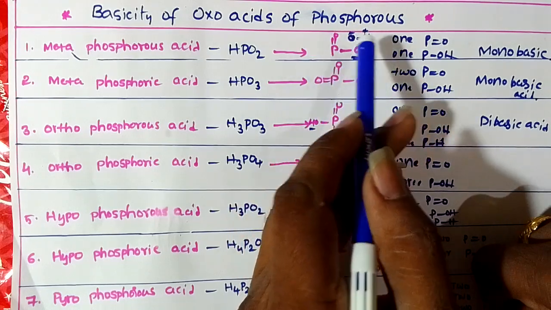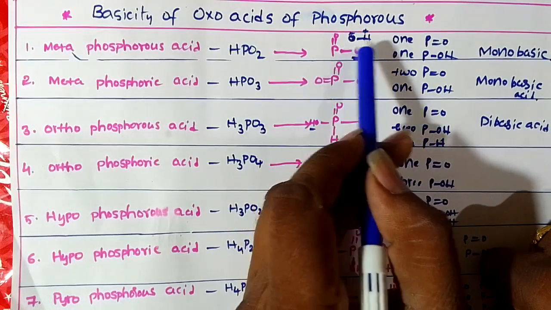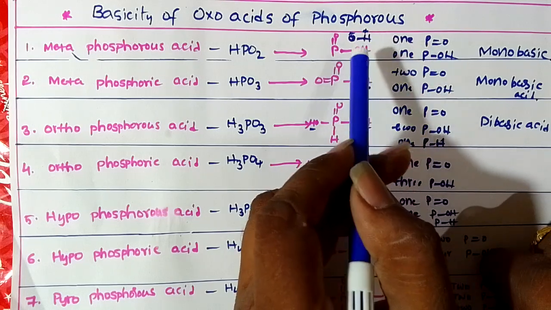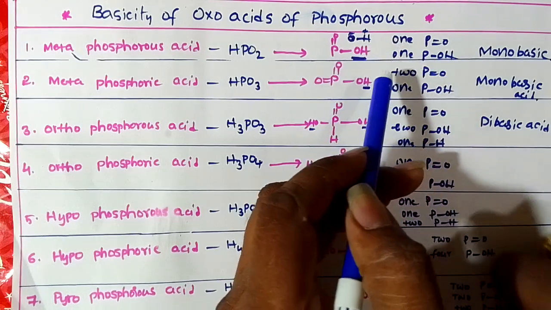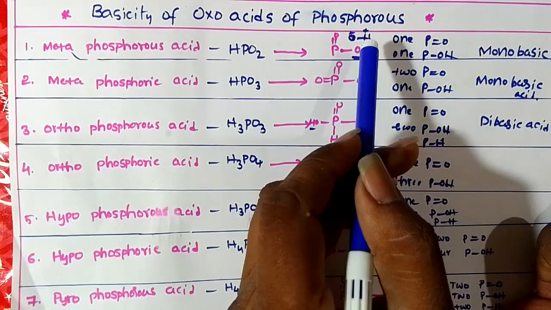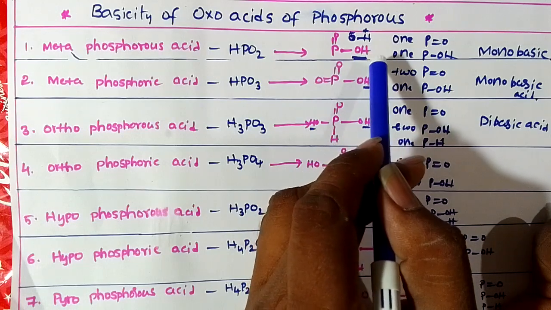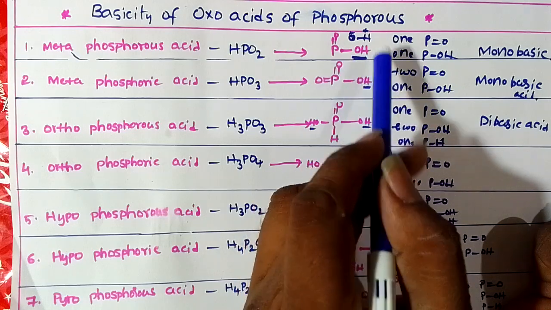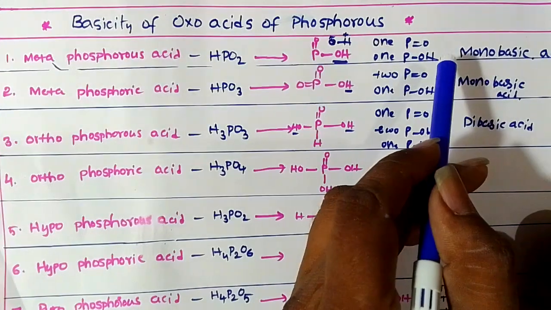is responsible for acidic nature. In the O-H bond, oxygen has more electronegativity and hydrogen has less electronegativity. So that's why this O-H bond can dissociate into O minus and H plus ions, and this H plus ion is the cause of acidic nature. That's why this hydrogen atom is also called acidic hydrogen. It is ionizable, and this acidic hydrogen can be replaced with a base. That's why it is also called a monobasic acid.